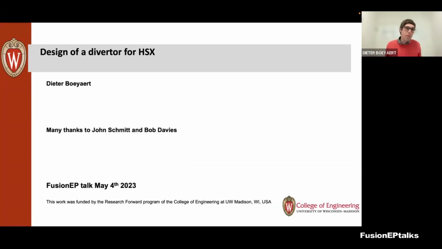When I'm talking about design of a divertor for HSX, especially when we talk about that in Europe, the first question is, what is HSX? Which kind of device is that? And then afterwards, when you start with designing a divertor, what are the options and how do you make a decision on how to go ahead with it? So those are also the first two things of which I will talk in my talk: first a small introduction to HSX, and then which kind of divertor options you have in a stellarator.